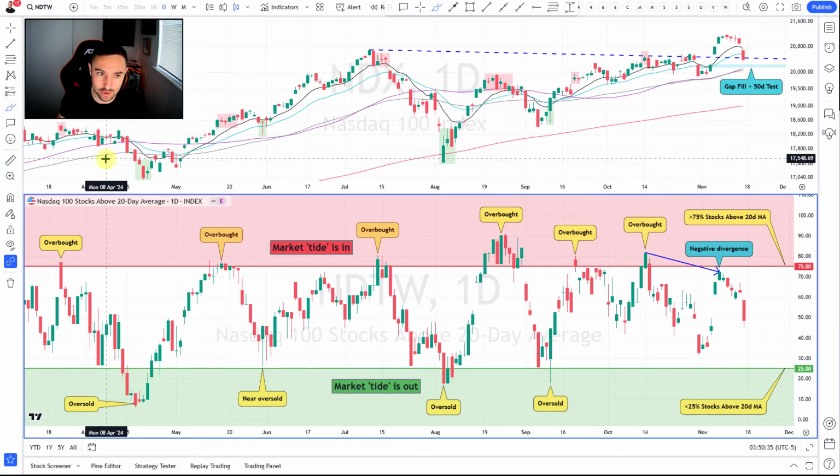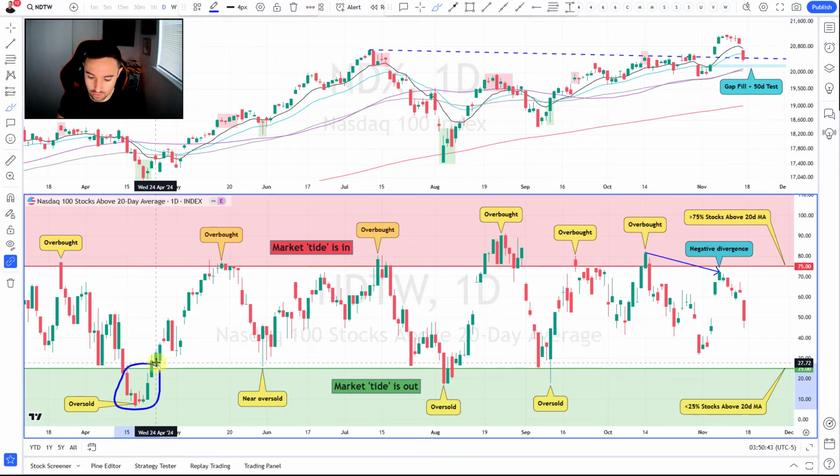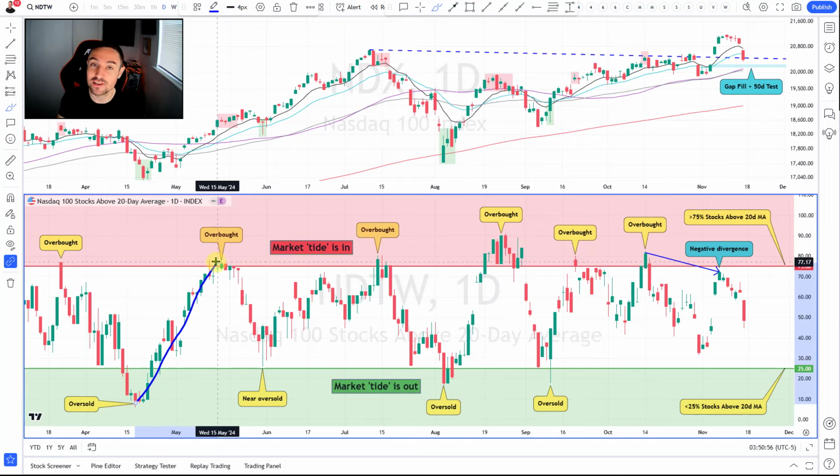And then when financial media is going, oh, this is terrible, the world is ending kind of thing, actually, then you can go, well, hang on a minute, we're now down here in oversold territory. NASDAQ 100 stocks above their 20-day moving average is down here around single digits, around 6-7%. That is a deep oversold reading. So now what are you expecting from a market tide perspective? Our market tide is going to flow back in from oversold territory to overbought territory.